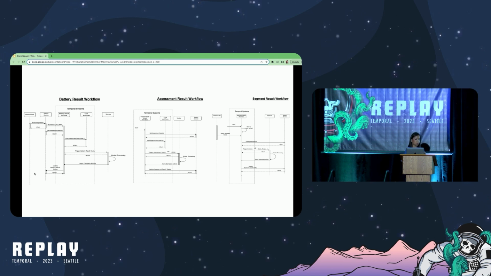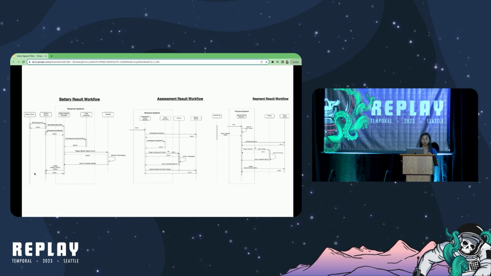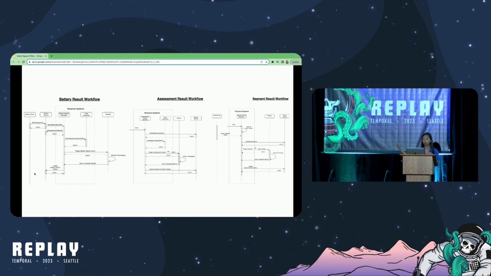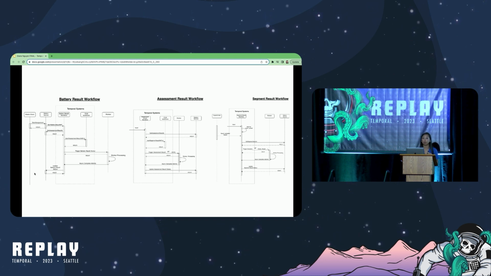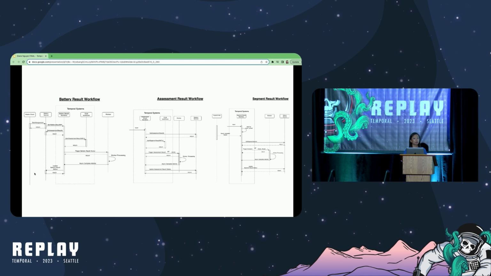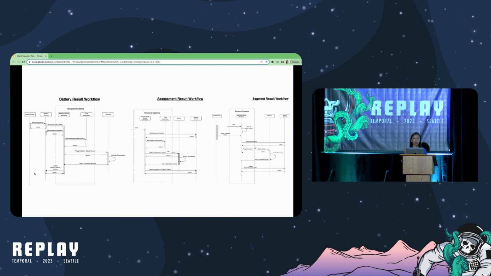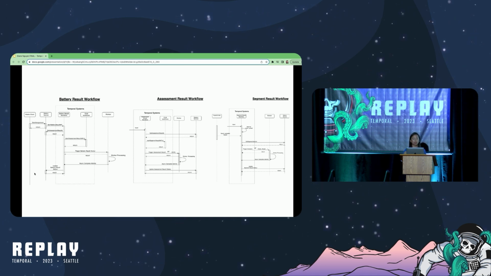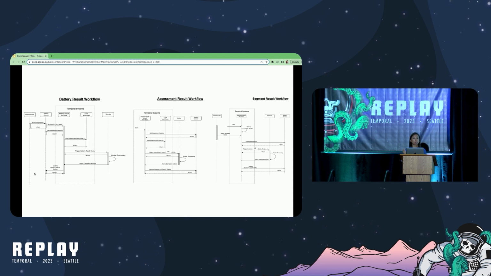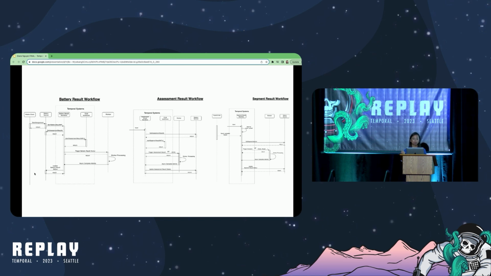The segment workflow is responsible for orchestrating the activities that represent our analytics engines. So think clock drawing, recall, et cetera, as well as uploading those results. And once the results are ready, it will traverse back up to the assessment and battery workflows, and then a notification will be published saying that the results have been generated.